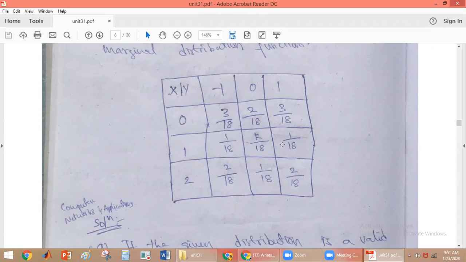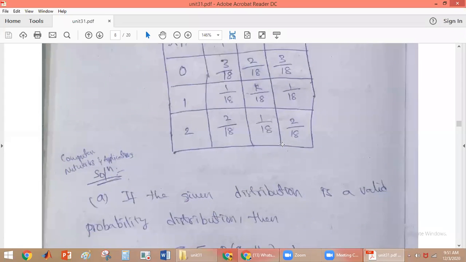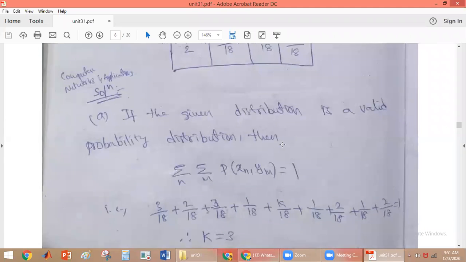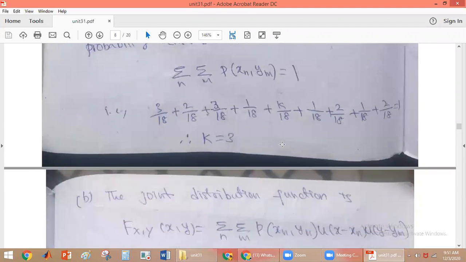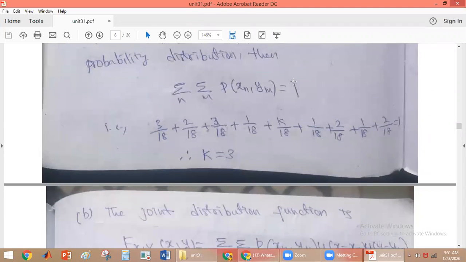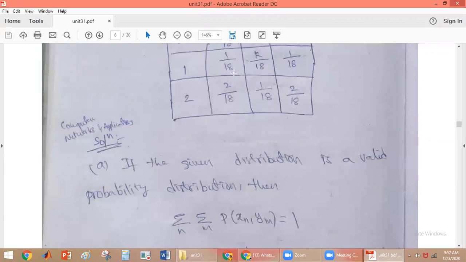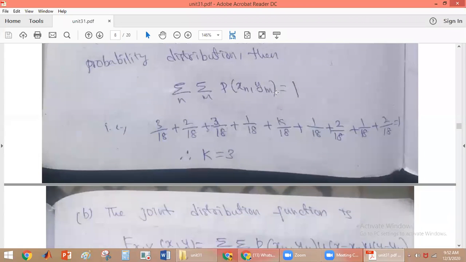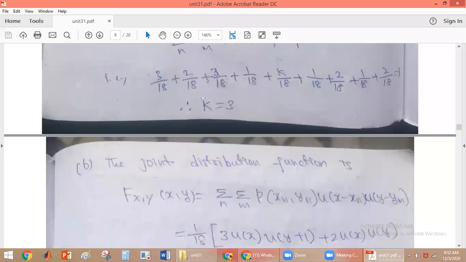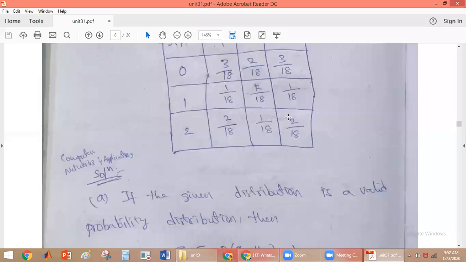Now to find the value of k, we know that the sum of probabilities in the sample space is equal to 1. So if you add all these probabilities, what is the value you get? It is equal to 1. So by adding all this and equating it to 1, we find the k value. So k value we got as 3. Now substitute k value in the table. So write this table once again.